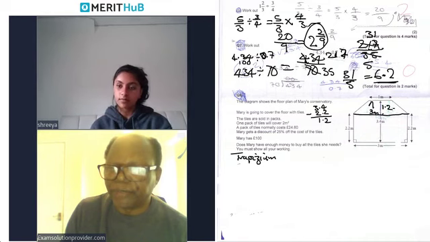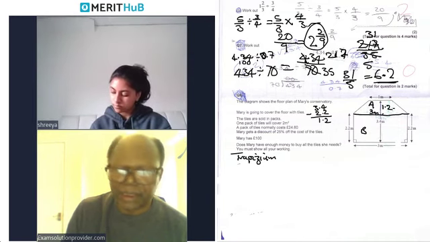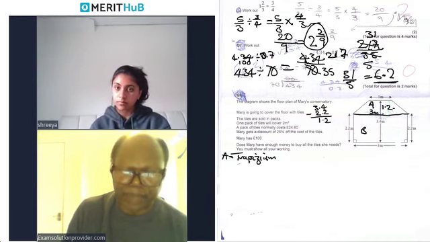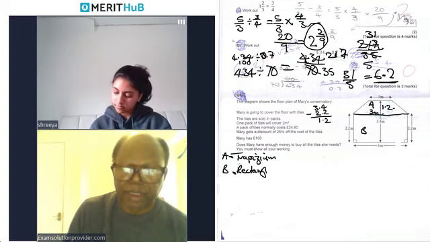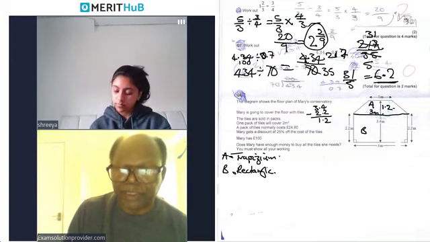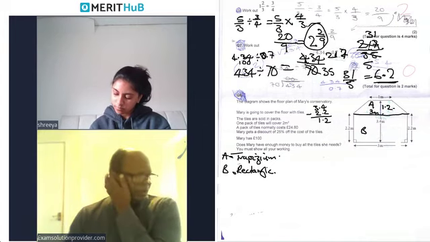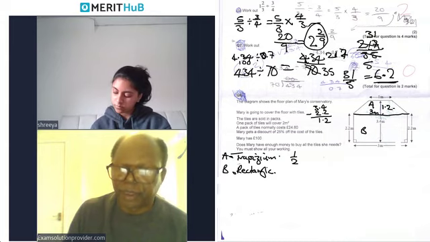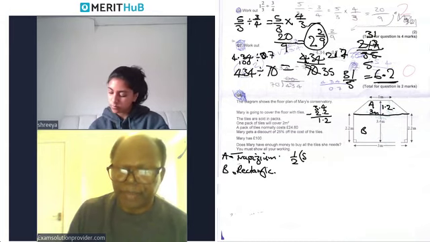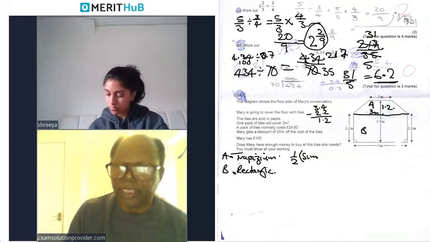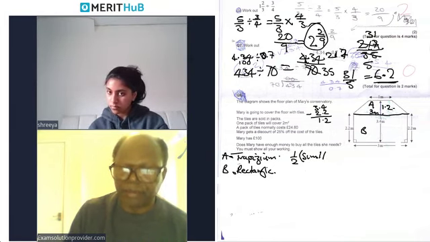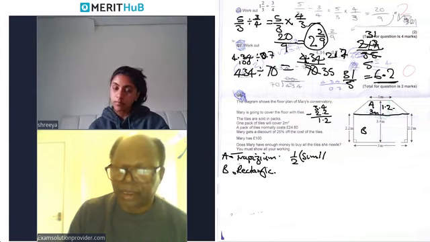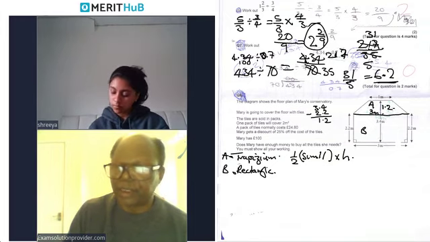Okay, so if we divide it that way, this is A, this is B. A is a trapezium, B is a rectangle. So we need to find the area of each of these, because that's what they want us to do. The area of a trapezium is going to be half, bracket sum, which means add, the parallel sides, times the height h.